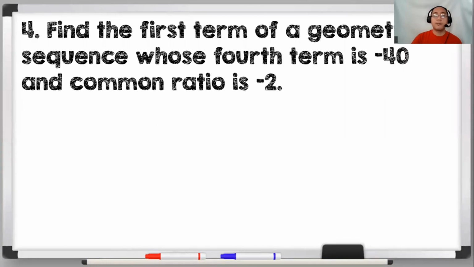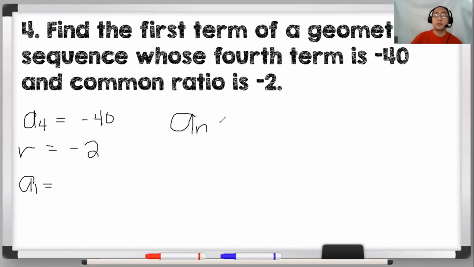Now, let's have another example or another situation in geometric sequence. Find the first term of a geometric sequence whose fourth term is negative 40 and the common ratio is negative 2. The givens are a sub 4, which is negative 40, and the common ratio, which is negative 2. Now, this item here is quite simple because again, directly all you need to do is substitute based on the formula of geometric sequence.